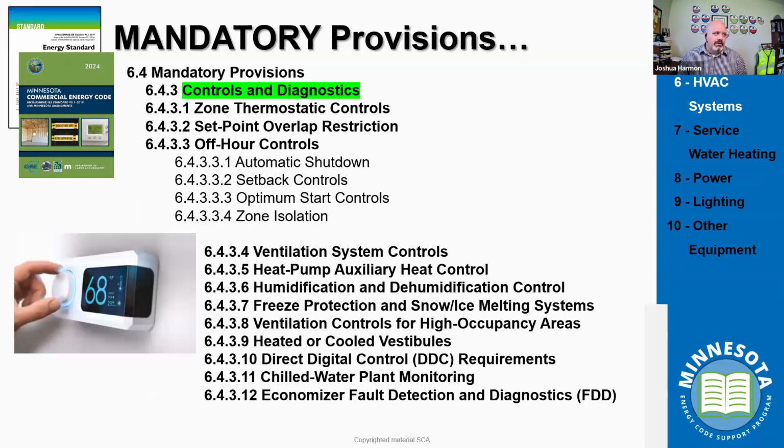But I think some of the important things to think about when we talk about mandatory provisions for HVAC components that are following the energy code is that a lot of it focuses on controls. Again, it's all about controls. It's all about knowing what our system is operating, how it's operating, and making sure that we can control how those systems use energy in their operation. So that's where you're going to see things like our setbacks, our zone isolation.